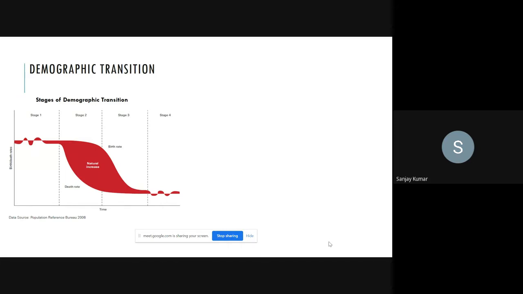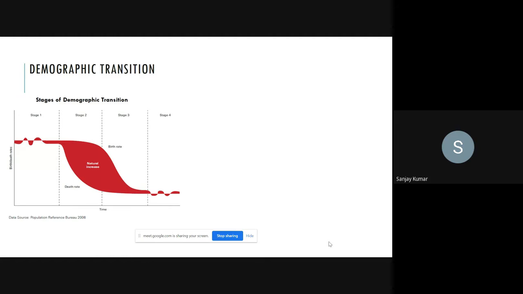So what it essentially tells us is that in the initial stages, we have high birth rate and high death rate. But slowly, when disease control and everything happens, the death rate starts declining very fast. But in the second stage, when the death rate is declining fast, the birth rate does not match that, and the birth rate remains a bit high, which we have also seen in our country. So there is a difference between birth rate and death rate, and that is the stage where we have a lot of population growth.